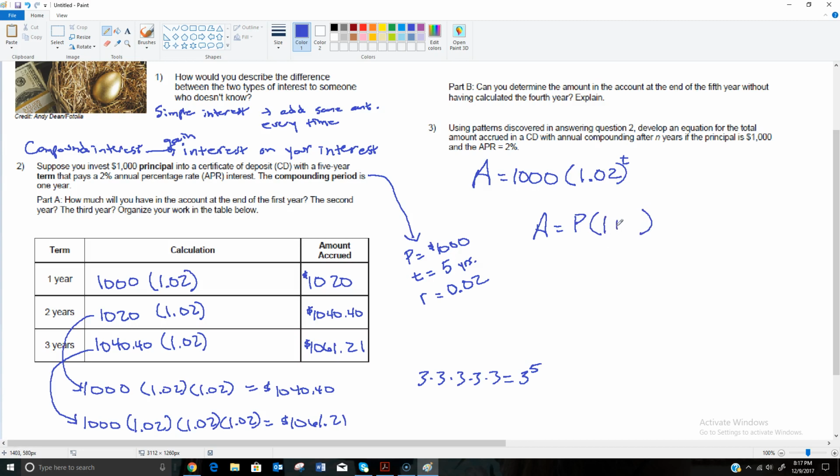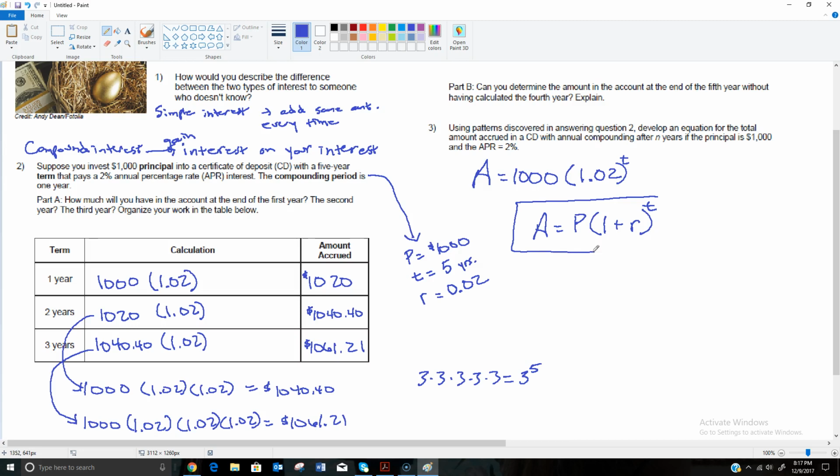So what we do is we take 1 plus whatever the rate is. So again, if the rate is 6.7, we would do 1.067. If the rate was 15%, we'd do 1.15. So whatever the rate is as a decimal, I put in there. And then up here is the time.